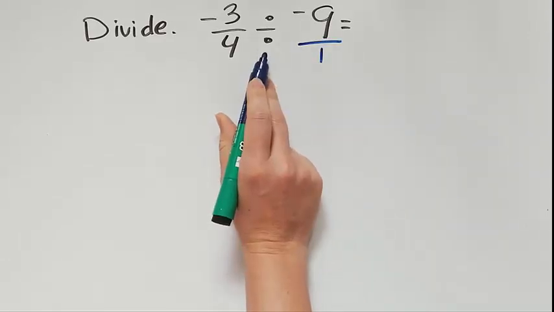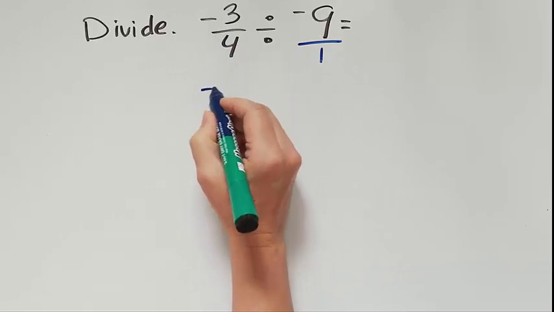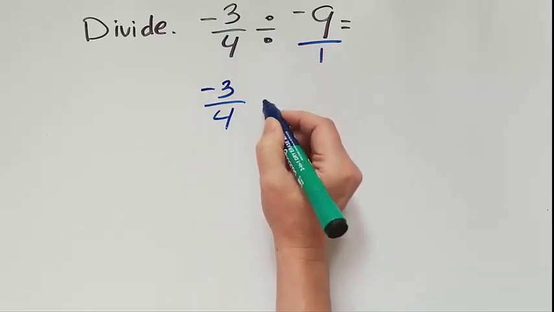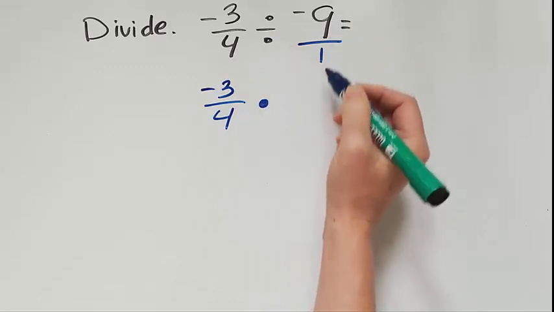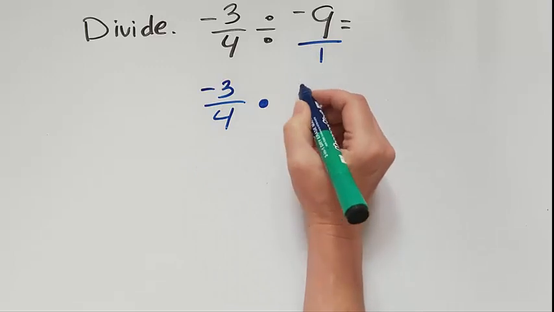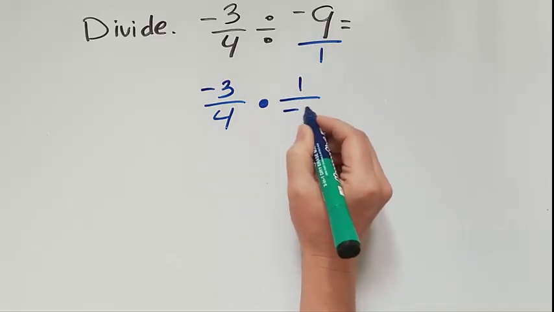Well, now I see it's a division problem. I can't actually do division problems. We cheat, we make a multiplication. So how do you do this? You keep, so the fraction is still negative 3/4. You change division to multiplication, and we flip. So keep, change, flip. So instead of negative 9 over 1, we now have 1 all over negative 9.